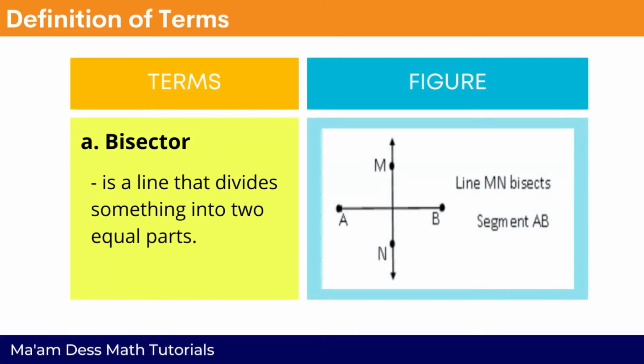Let's start with the definition of terms. A bisector is a line that divides something into two equal parts. Look at the figure at the right. Line MN bisects line segment EB.